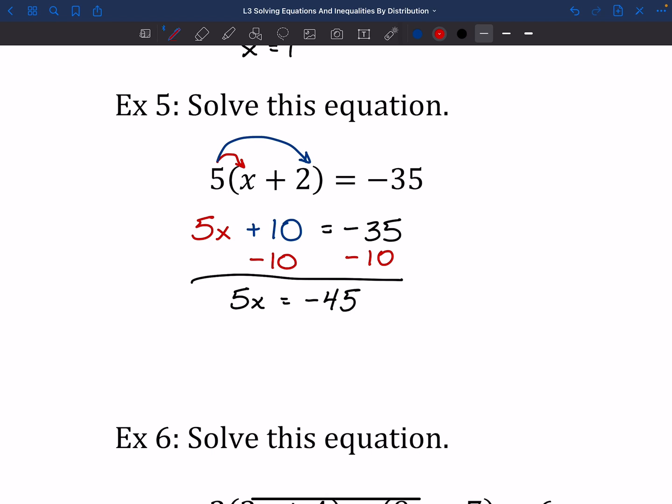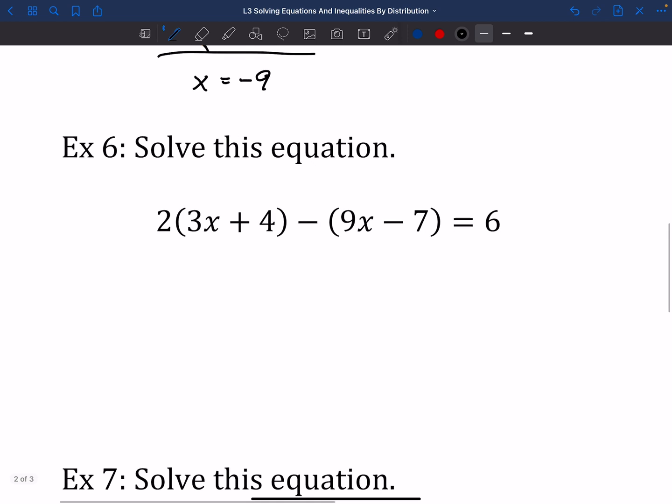Right? So after that, we have 5x. That's 5 times x over on the left. I'm going to get rid of that 5, so I'm going to divide by 5 on each side. When I do that, you cancel out, right? Don't have any 5s anymore over there. We just have x, and then on the other side, negative 45 divided by 5 is negative 9. Okay, and then we're done, right? X is equal to negative 9. There we go.